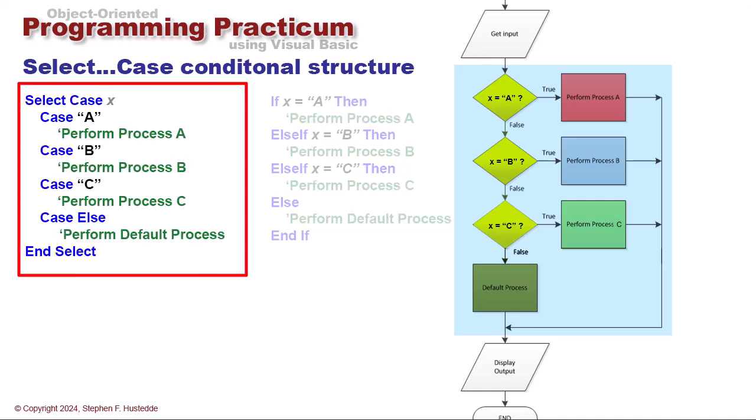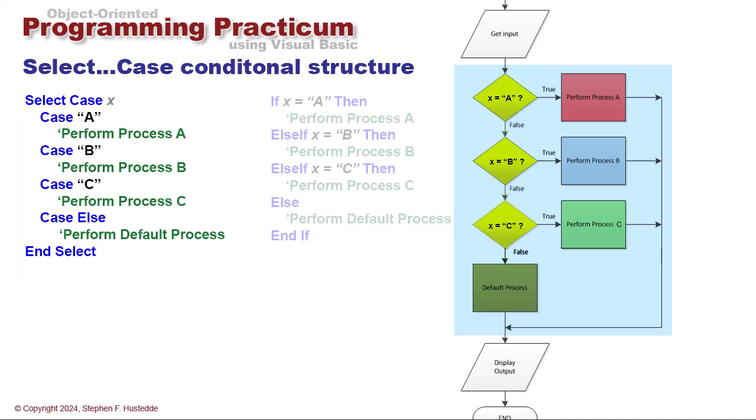The select case structure is written with the keyword select case followed by the container that we want to compare against all the different possibilities. In this case, I use the variable x. Then each case starts with the word case and the matching value. Case A would execute if x equals A.